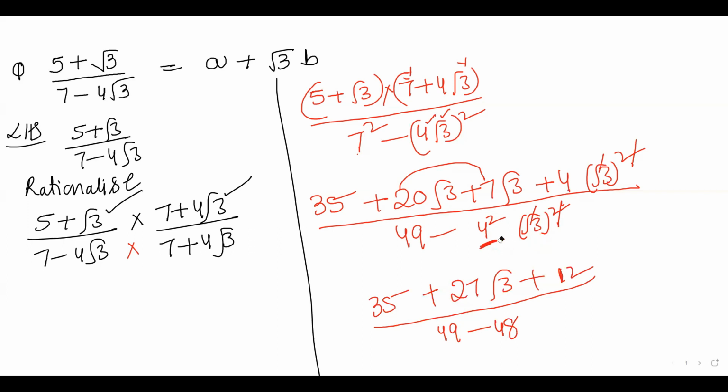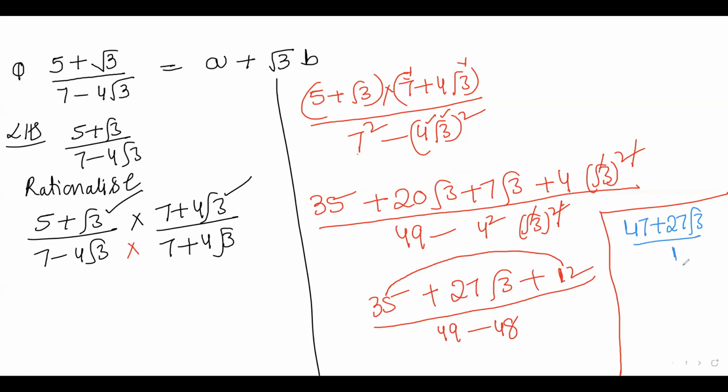Okay. Now let's add 35 and 12. 35 plus 12 is 47 plus 27 root 3 by 1. There is no value for 1 in the denominator, so we finally got 47 plus 27 root 3. Let's write this answer in the next page.